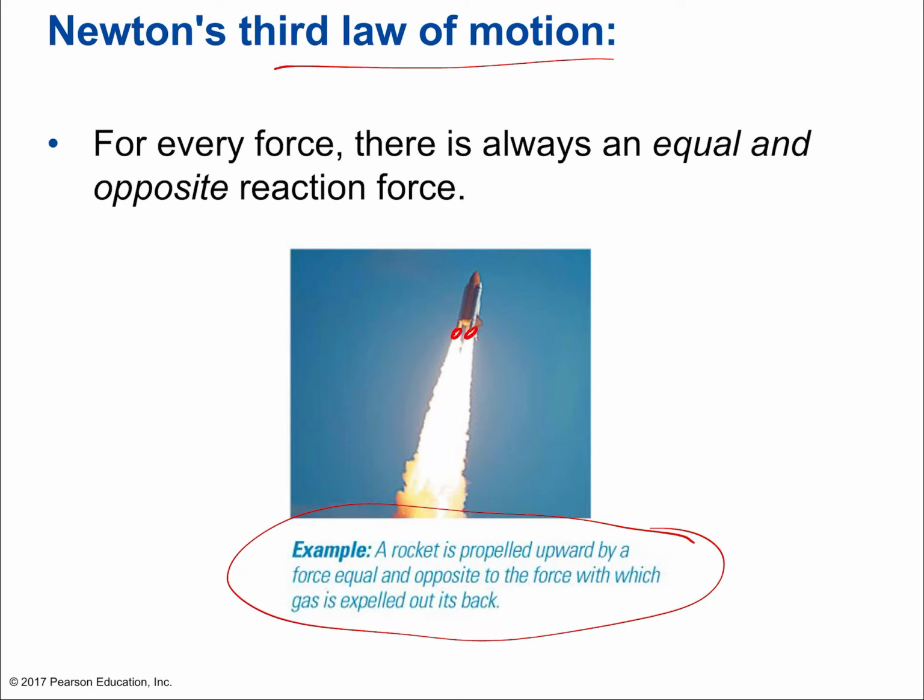Now, you might be like, oh, does that mean that the gas and the rocket have the same velocity? Well, certainly not. The gas is less massive, so its velocity is very large. The rocket's mass is relatively large, so its velocity is smaller. All right? So the forces are equal and opposite, but the velocities need not be.